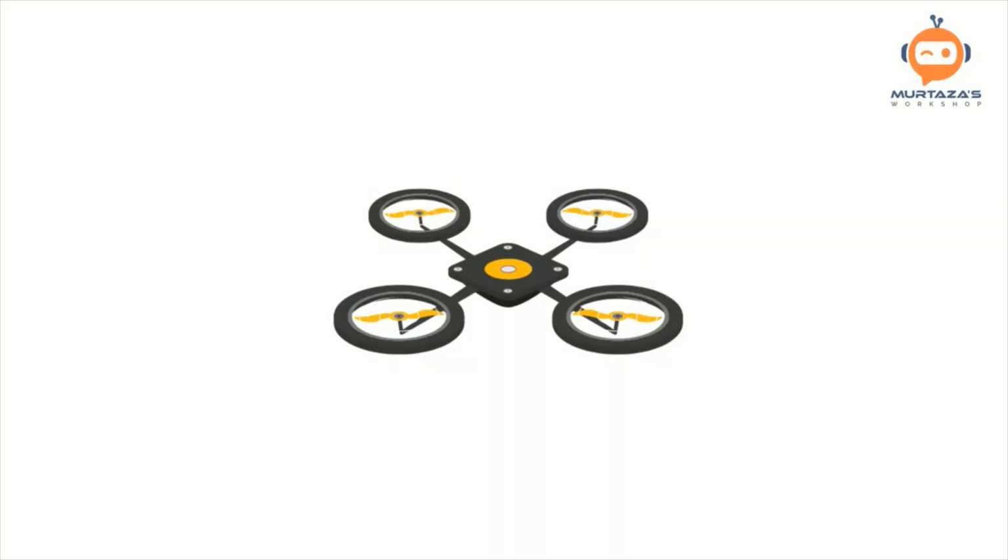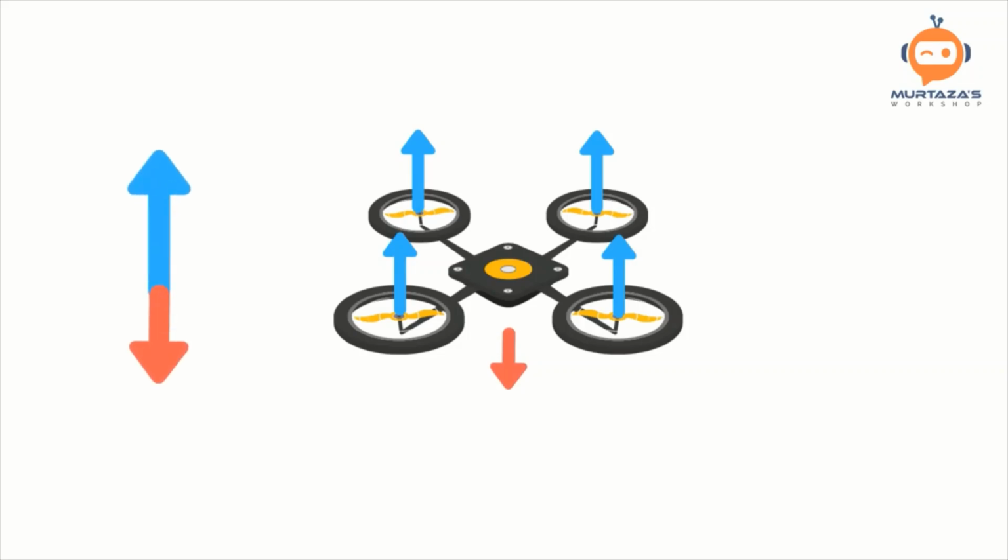Let's have a look at the translation movements first. First, we will run all the motors at the same speed that will generate the lift greater than the weight of the drone. This will cause the drone to move up. This is the first translational movement.